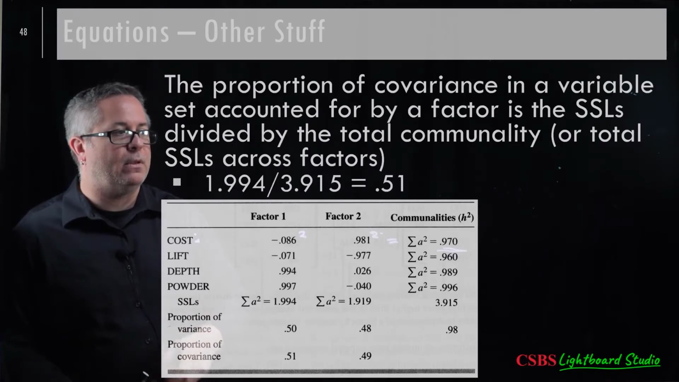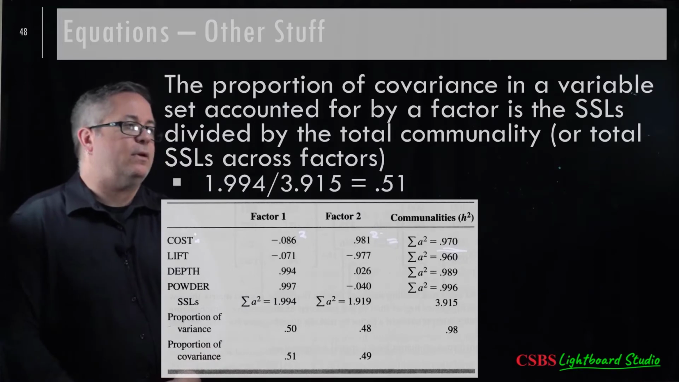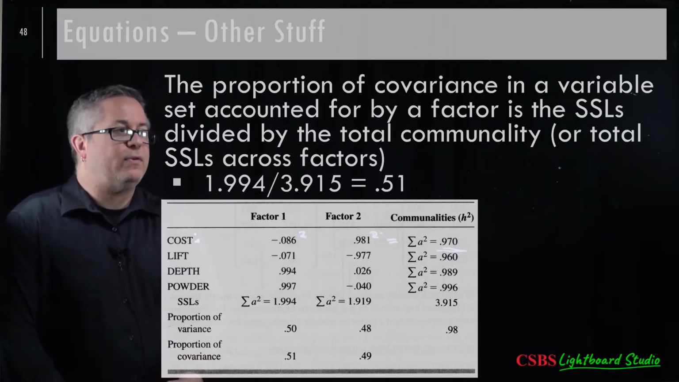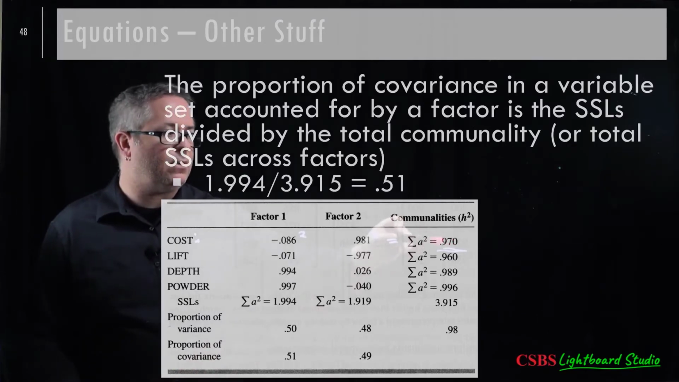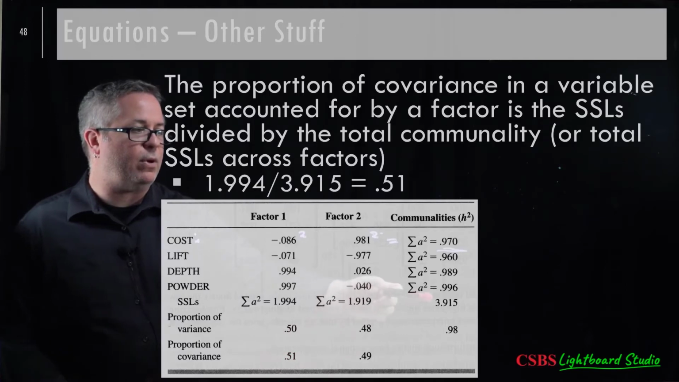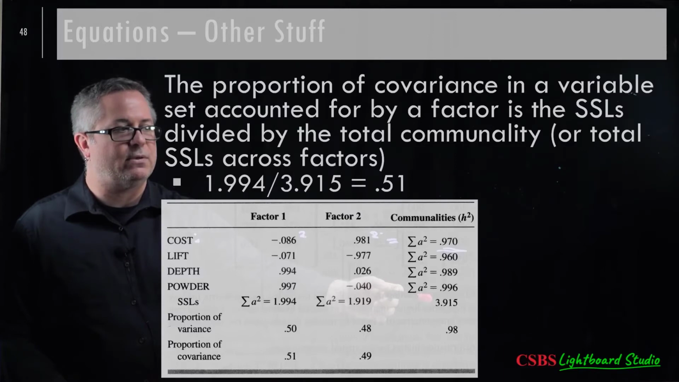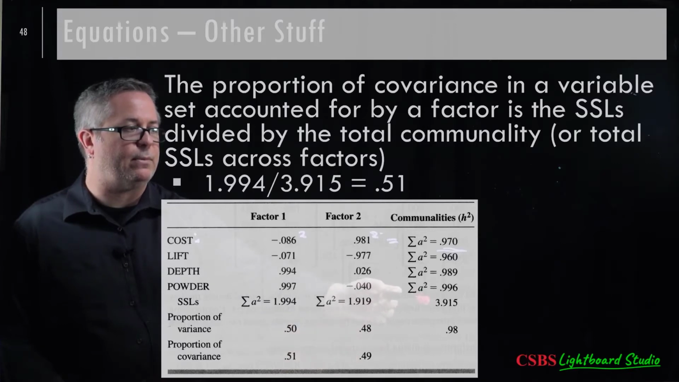Okay. The proportion of covariance in a variable accounted for by a factor is the sum of squared loadings divided by the total communality. So if I add up all the communalities here, all the way across, you get 3.915. This is what I said a second ago. These second values here, 0.51 and 0.49, are a little bit larger because we're dividing by 3.915 instead of 4. So this is the total amount of common variance across all the items in these two factors. So we're getting those proportions down here by dividing by that number instead.